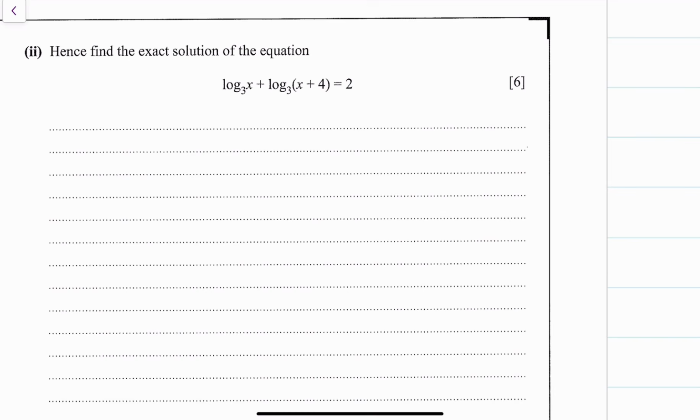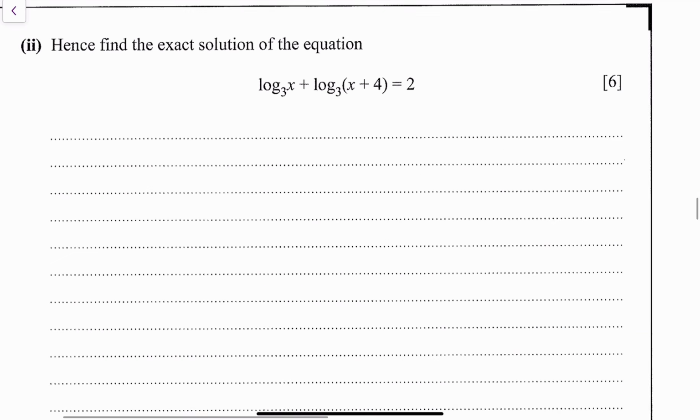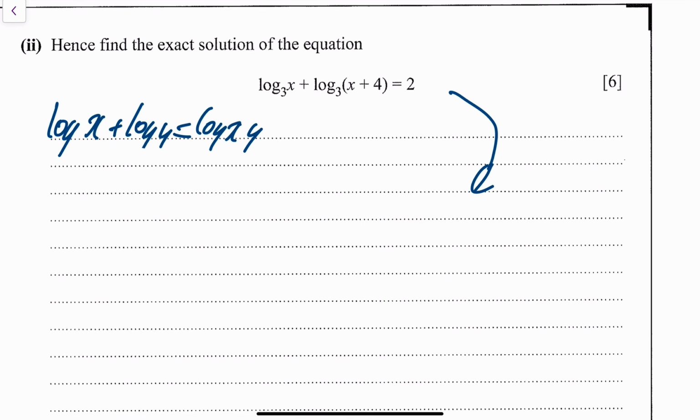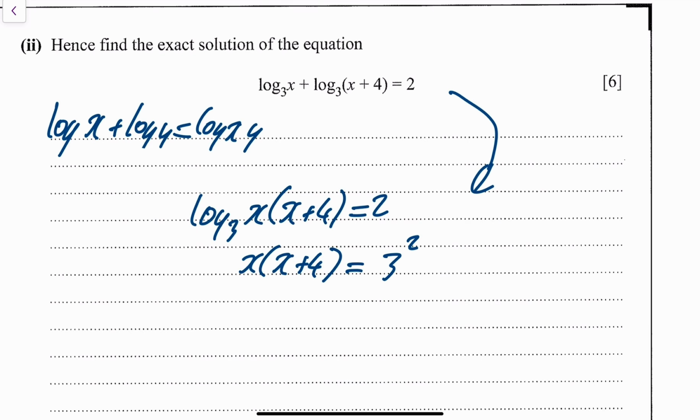So here, what you must do is use what you've done previously. Remember, we've done that log x plus log y is equal to log of xy. That's what we've just done. So this thing we can rewrite as log to the base 3 of x upon x plus 4 is equal to 2. And then by your basic definition of logs, the log of a number to a given base is the power to which the base must be raised to give the number. That means x upon x plus 4 is equal to 3 squared.